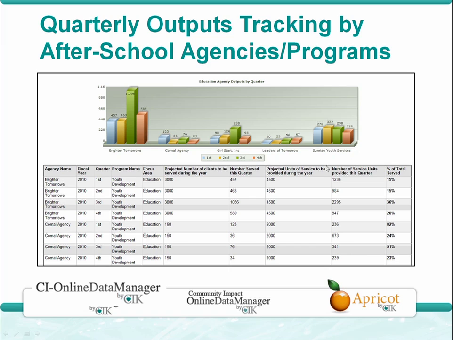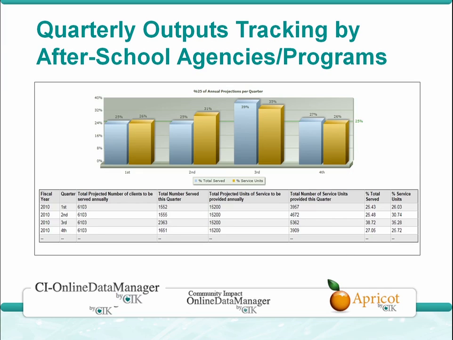So this can very quickly tell you who's ahead of the curve and who's below the curve relative to their productivity, if you will. You can also, using a system like this, look at it graphically, because sometimes, again, a picture can tell a better story. So you can see that Brighter Tomorrows, remember, while they're at 15%, they are the largest agency, serving the largest number of kids. So this is, again, looking at the productivity piece, allowing us to track that.